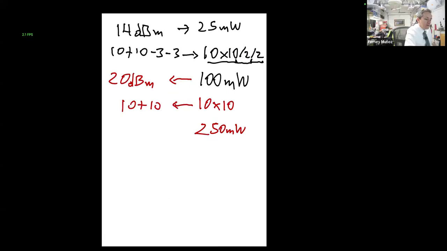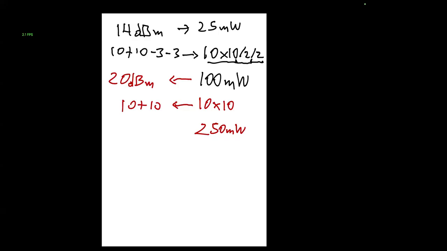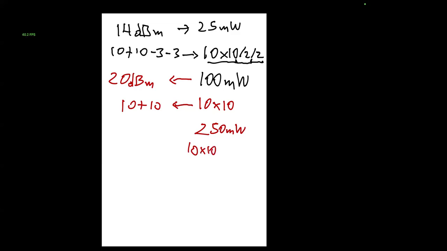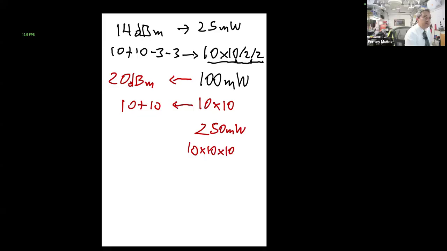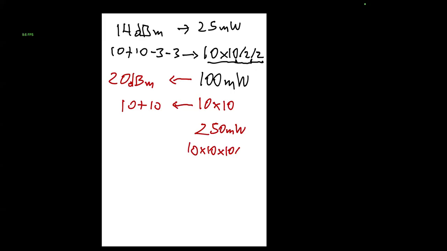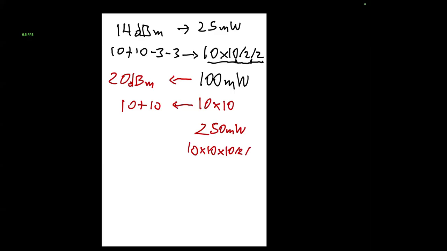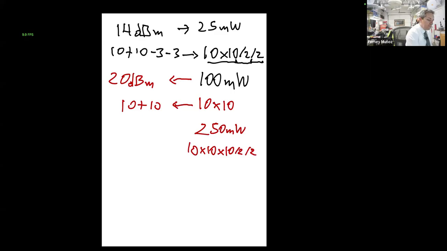Well, it's 10 times 10, that's 100. 100 times 10 is 1,000. 1,000 divided by 2, that's 500, and divided by 2, that's 250. Do we agree?